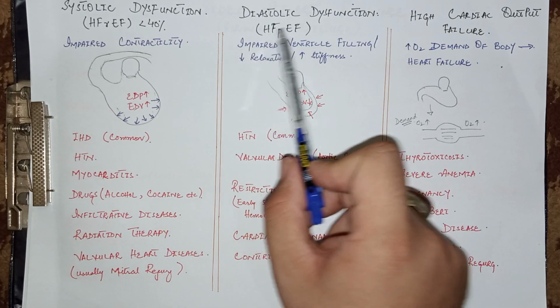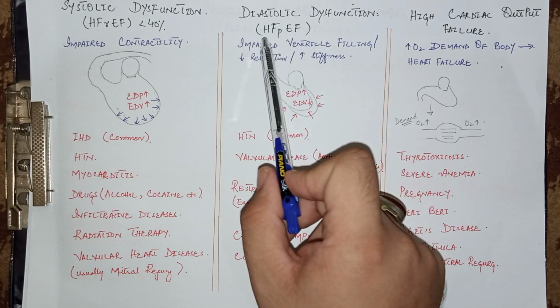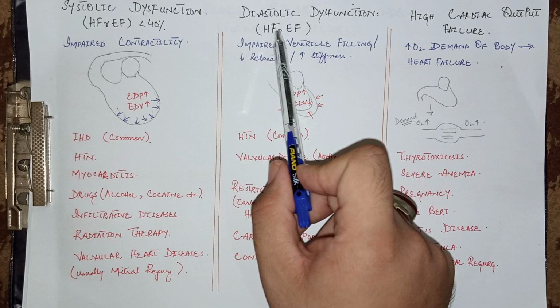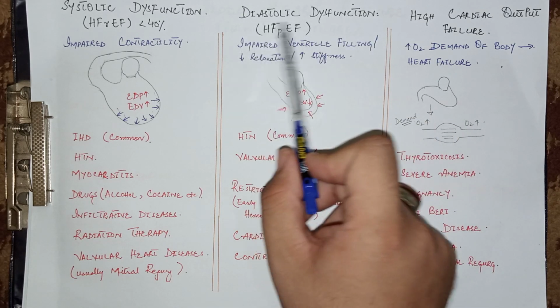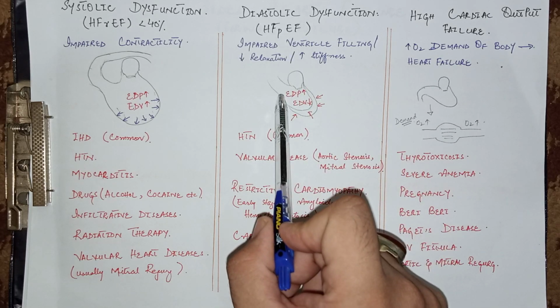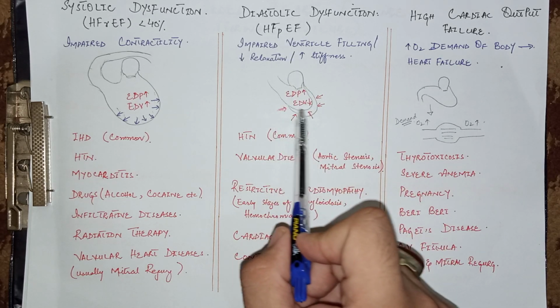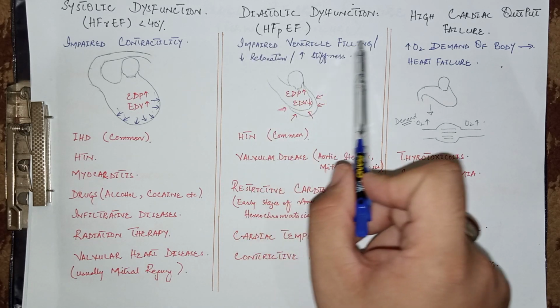Now come to the diastolic dysfunction. In this case, the ejection fraction is preserved. That's why it is called heart failure with preserved ejection fraction. As the name indicates, there is a dysfunction in the diastolic phase. Means that the heart is unable to relax properly. There is increased stiffness of the chambers of heart. Due to increased stiffness, there is an impaired ventricular filling.